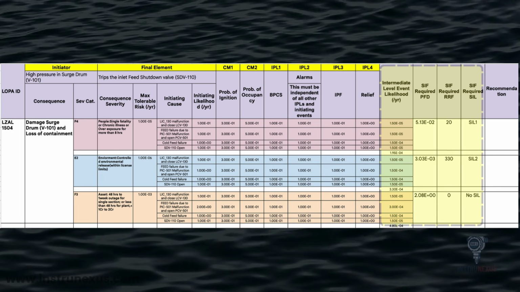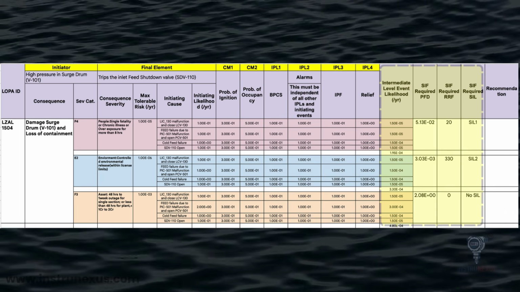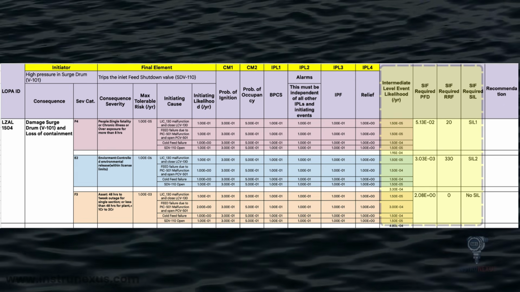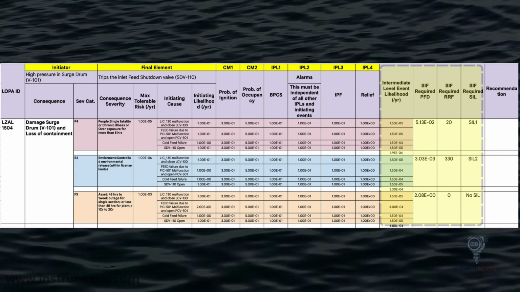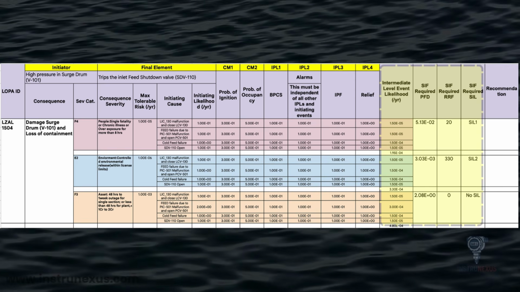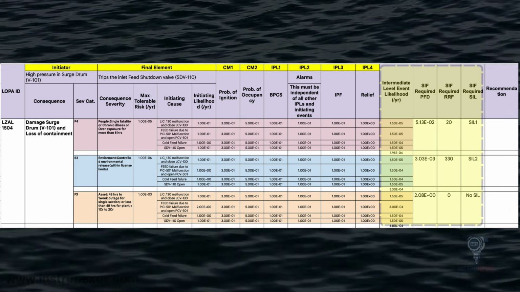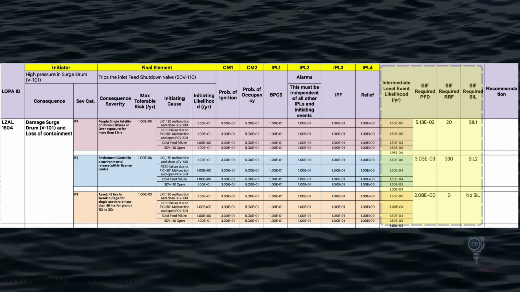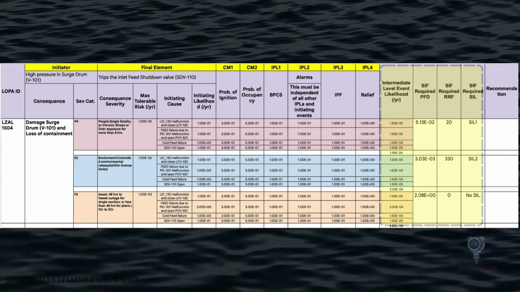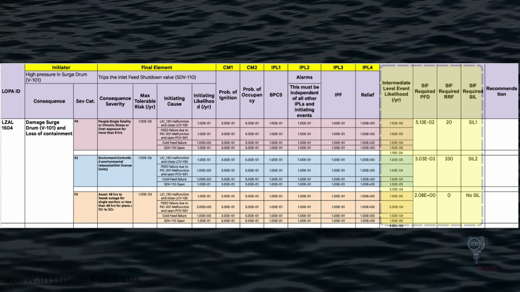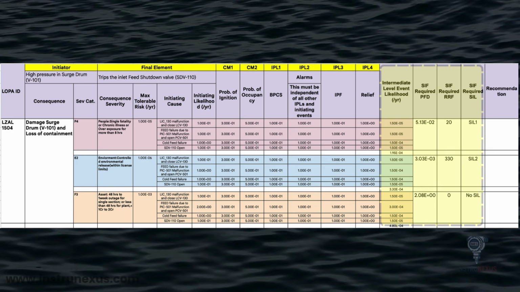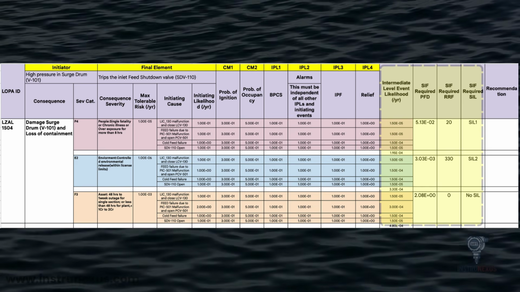Finally, on the right, we see the results. The sheet calculates the intermediate event likelihood and compares it to the max tolerable risk. The difference between them is the gap. The final columns explicitly state the required probability of failure on demand, PFD, the risk reduction factor, RRF, and the resulting target SIL needed to make the process safe. Let us see the details of each section one by one.